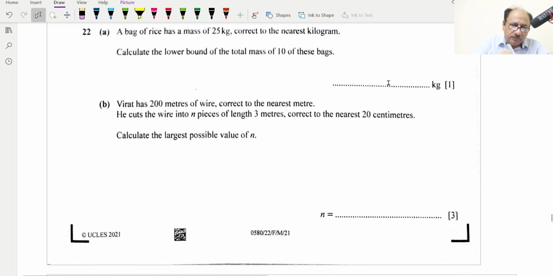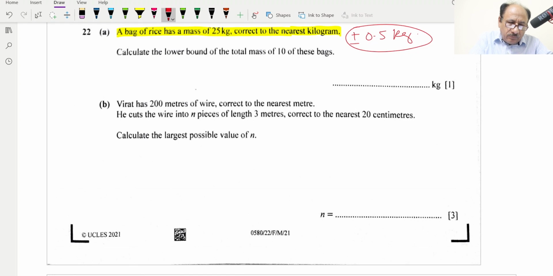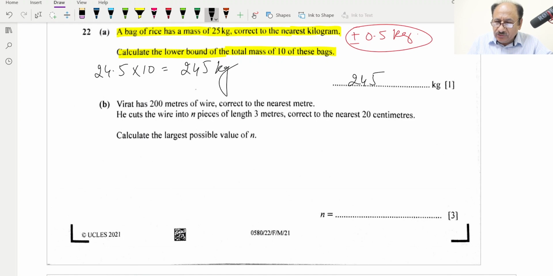Now question number 22, a bag of rice has mass of 25 kg, correct to the nearest kilogram. So it means half kg you will have to add and subtract. So plus minus 0.5 kg for upper bound and lower bound. Calculate the lower bound of the total mass of 10 of these bags. So 24.5 will be the lower bound, and multiply by 10, so this will be equal to 245 kg, and our answer will be 245 kg over here.